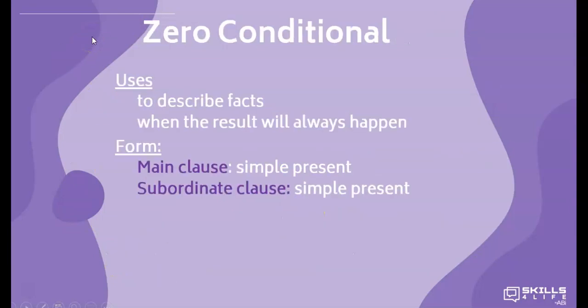Now, let's study the zero conditional. We use the zero conditional to describe facts, when the result will always happen. We form the zero conditional by using the simple present in both the main clause and the subordinate clause.